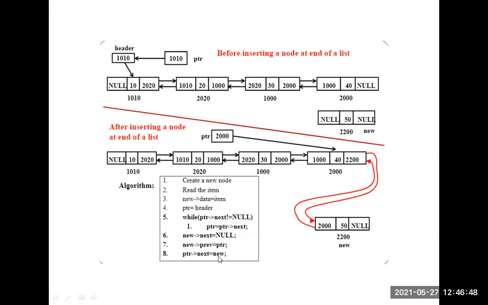Okay, so this is the concept here. Instead of next, you just write right link. Previous means left link. So this is insertion at the end of a double linked list. Okay, clear students? Send me a message.